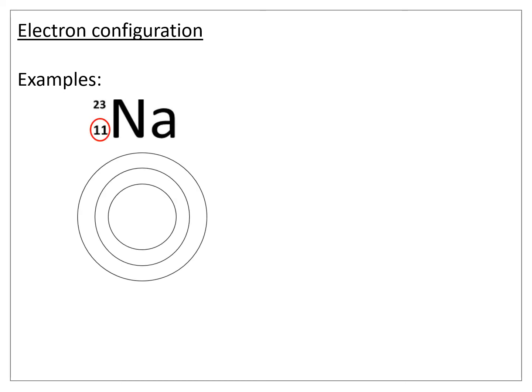So if I want to plot 11, I'll put 2 on the first shell. I'll put 8 on the second shell. 2 plus 8 is 10. So that means I'll put 1 on the outer shell. 2, 8, 1. Left-sided carbon.